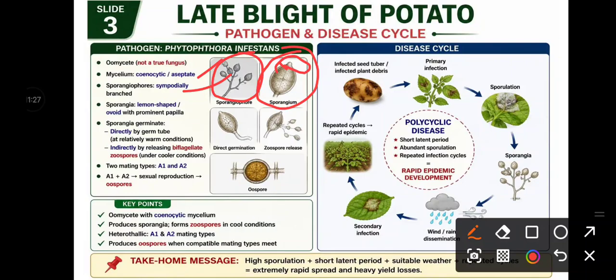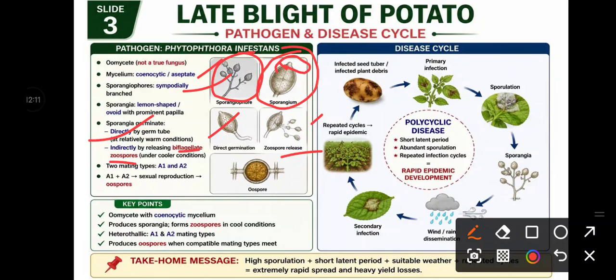Then sporangial germination is affected by the moisture as well as the temperature. Okay, so if there is warm temperature and moisture is not that much, then the sporangia directly form a germ tube. That is the direct germination. But if the condition is very favorable, cooler climate and high humidity, then it will germinate indirectly and form biflagellated zoospores. Okay, biflagellated zoospores are produced.